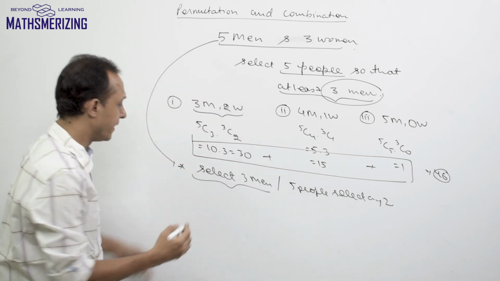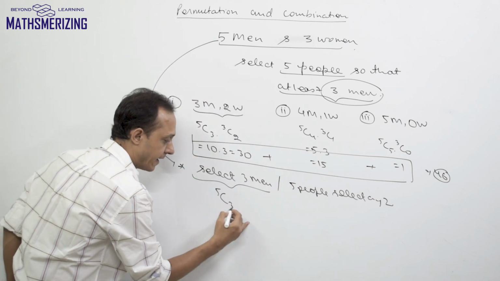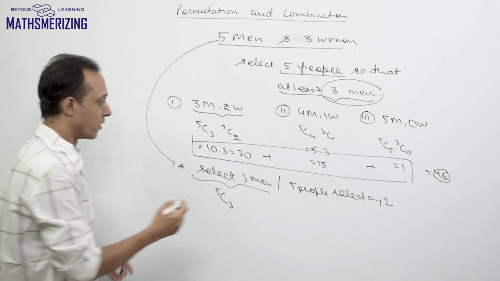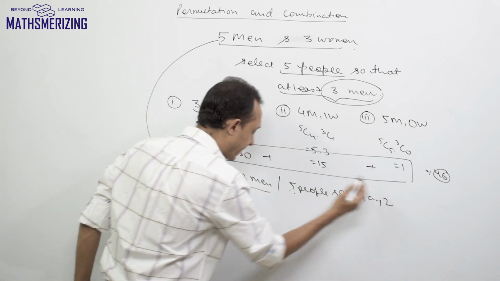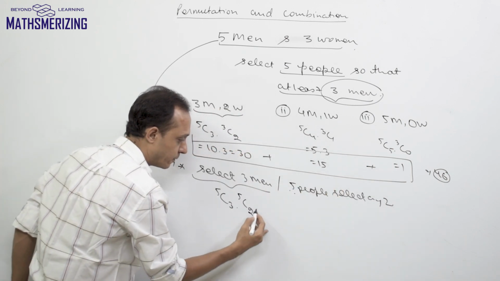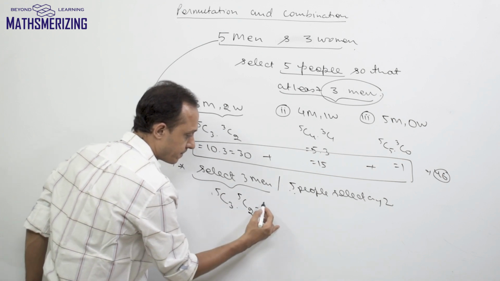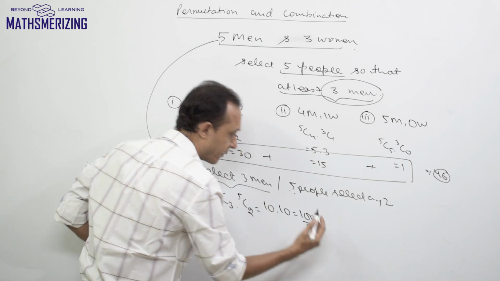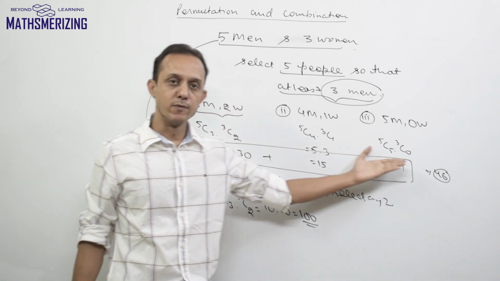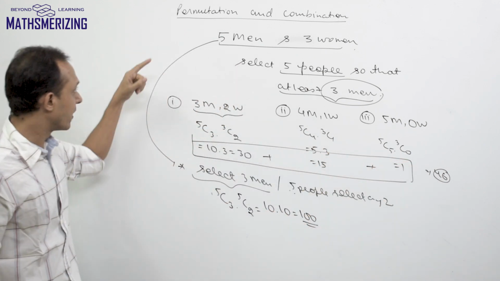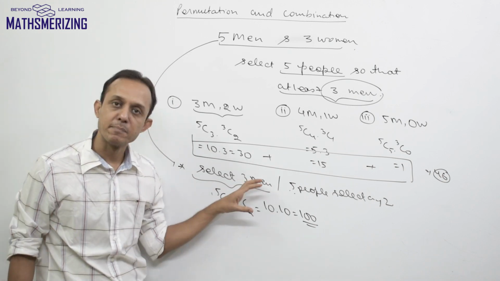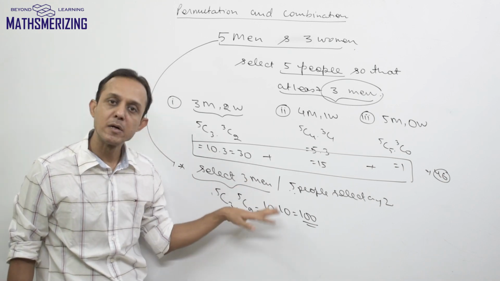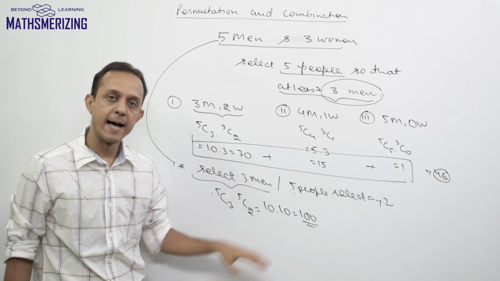So select 3 men. So from 5 men, we need to select 3. So that is 5C3 into, now remaining 5, I need to select any 2. So that is 5C2. Now 5C3 is 10. 5C2 is also 10. So it is 100, which is much greater than this value 46. So if we are going to go this way, then obviously there are some cases which are counted twice. Now, why does that happen?